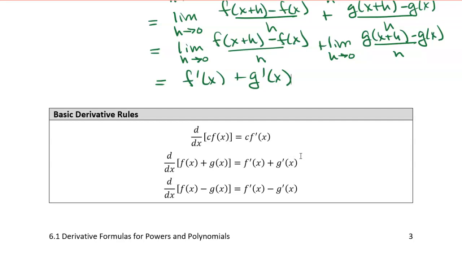Okay, so now we have some new rules, and we can combine these new rules with the power rule that we learned before to take derivatives of polynomial functions, which have a sum of power functions in them, constant multiples of power functions. All right, so that's what we're going to do next in the last examples. We're going to look at how we can apply these rules to polynomials.